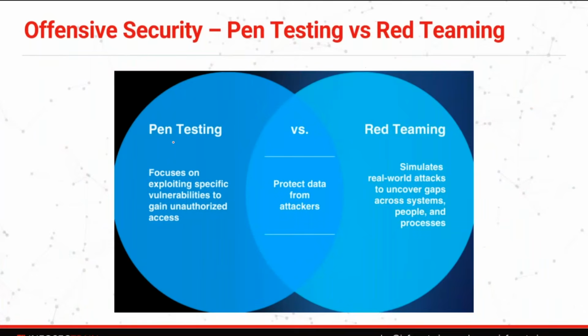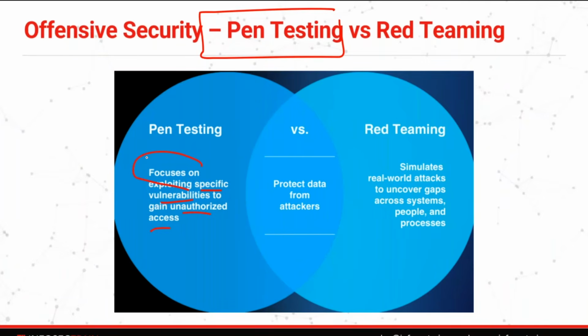So now let us look into some of the job roles in offensive security. In offensive security, we have the pen tester and we have the red teamer. So what is a pen tester? A pen tester will be focusing upon exploiting specific vulnerabilities to gain unauthorized access.